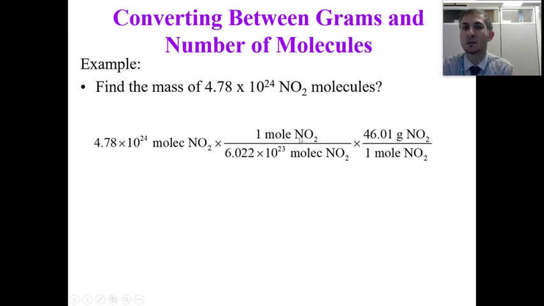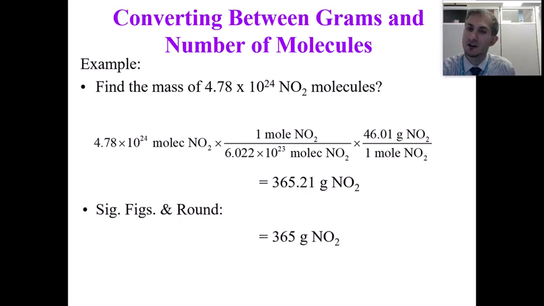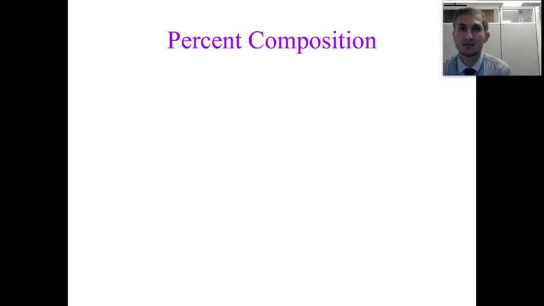Right now we have moles and we are going to convert to mass. We call it molar mass. You need to calculate the molar mass of NO2. Look at the periodic table and I'm sure you know how to calculate that. The final answer is 365 grams NO2. It was a quick review regarding the conversion factors that we have.